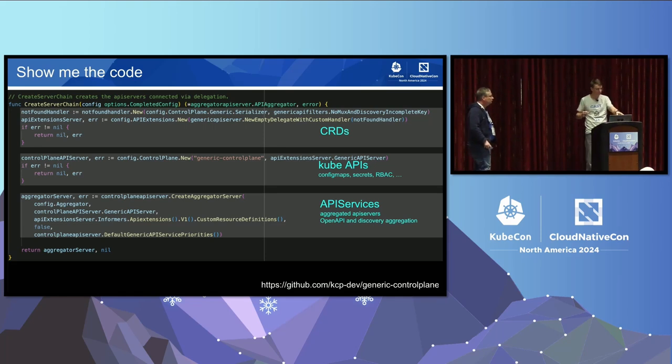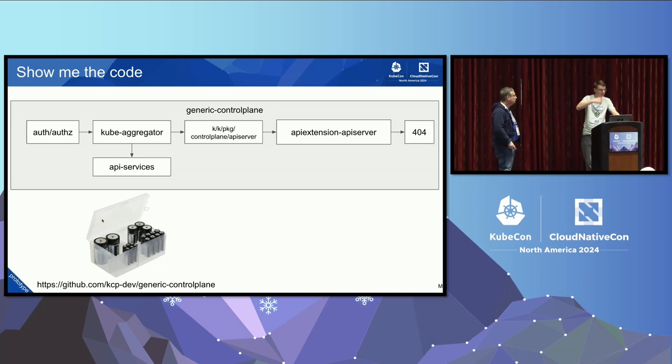On top you have the not found handler, you have an extension server which serves your CRDs, you have Kube API with config maps, secrets, RBAC, and you have aggregator API services, OpenAPI, things like that. So you construct this chain. If you notice, the control plane gets passed into the next one in the chain. You build this delegation chain, it's first in, last out, so you instantiate the not found handler first, it gets called last. All in all, this chaining of the code gives you a generic control plane server.